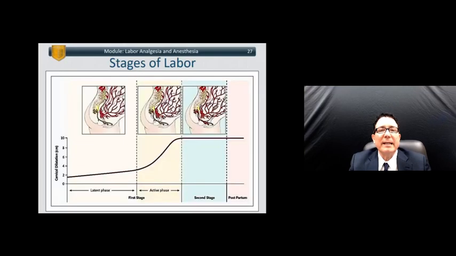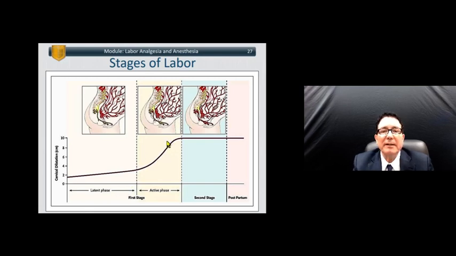So which are these stages of labor? There's the latent phase on the left-hand side. The active phase, this is all considered first stage based on cervical dilatation here. Then once the cervix is fully dilated, that's the start of the second stage, and then the postpartum period.